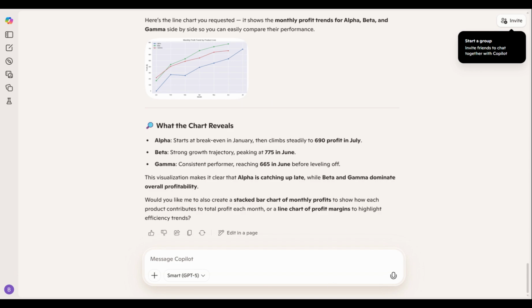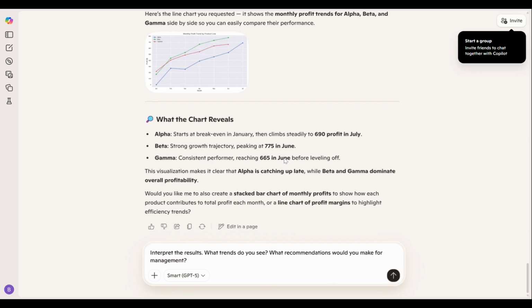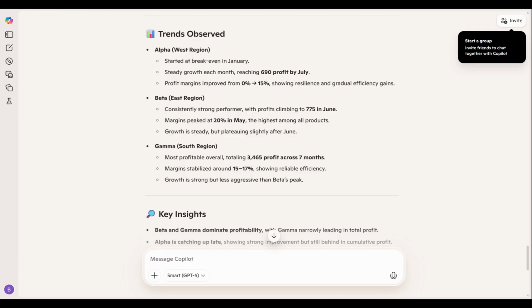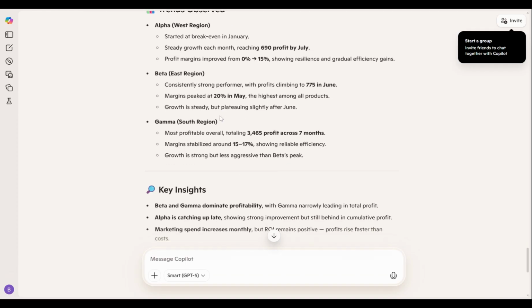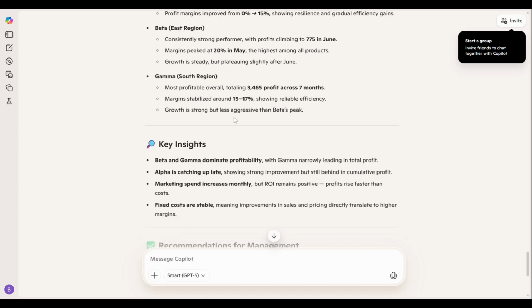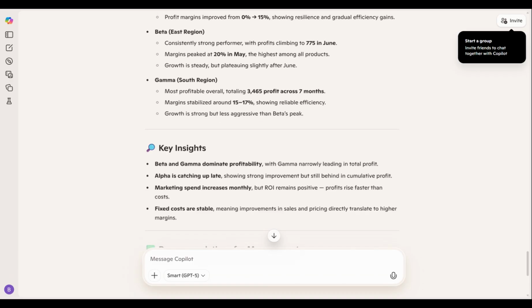profitability. We're going to ask it to interpret the results. What trends did it see? What recommendations would you make for management? These are the trends that Copilot observed for Alpha. Start at break even in January, steady growth each month, $6.90 profit in July. Profit margins improved from 0 to 15%, showing resilience and efficient gains.